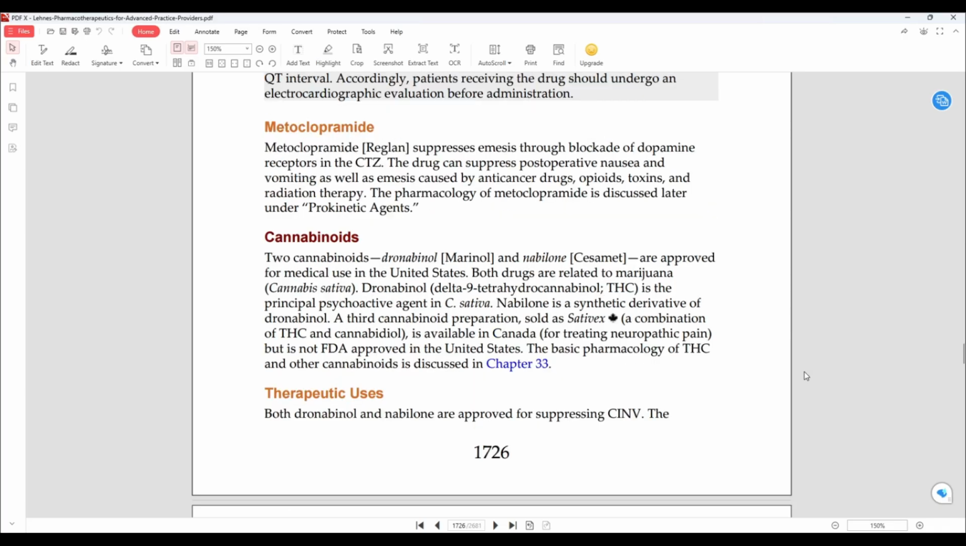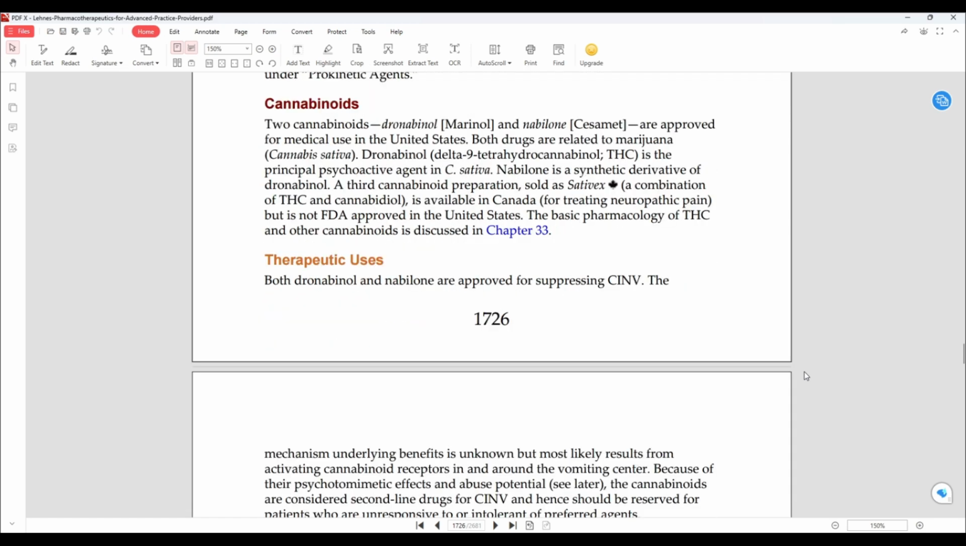Which takes us now to metoclopramide. The easier name is Reglan. Reglan suppresses emesis through a blockade of dopamine receptors in the CTZ. The drug can suppress postoperative nausea and vomiting, as well as emesis caused by anti-cancer drugs, opioids, toxins, and radiation therapy. The pharmacology of Reglan is discussed later under prokinetic agents. So we'll get back to that one.